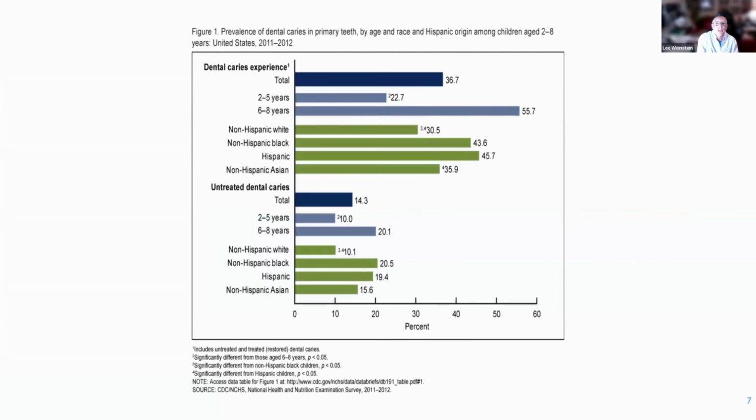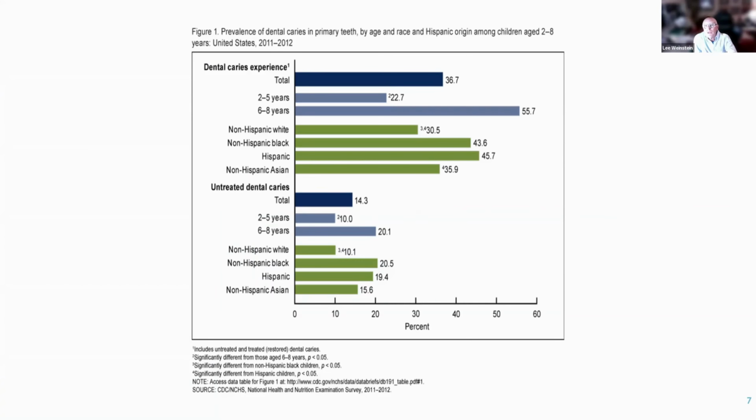And part of that, if we're looking at the dental caries experience, you can see, and this is in the United States, that there is a definite ethnic slant one way or the other. You can see who has a higher incidence: non-Hispanic whites, non-Hispanic blacks, Hispanic, Asians. Those numbers are up and up and up. And the overall numbers are up.